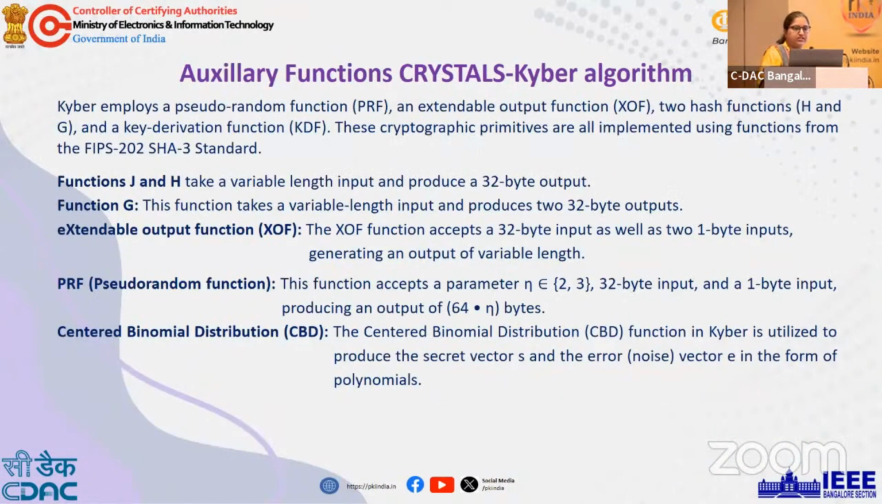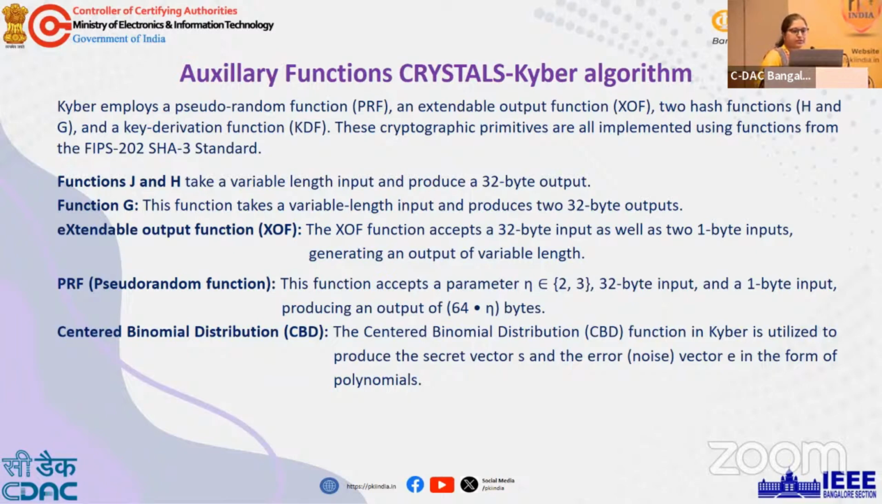So there are some auxiliary functions which are used in Crystals-Kyber, like functions H and J, which are nothing but SHA. Basically, SHA is used, which takes a variable length input and produces a 32-byte output, and function G, which takes one input and produces two 32-byte outputs, and the extendable output function. This is actually a version of SHAKE, which takes a 32-byte input and produces 64 times eta bytes.